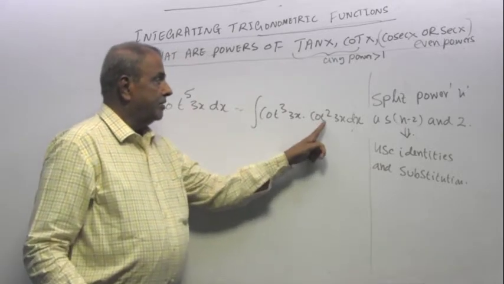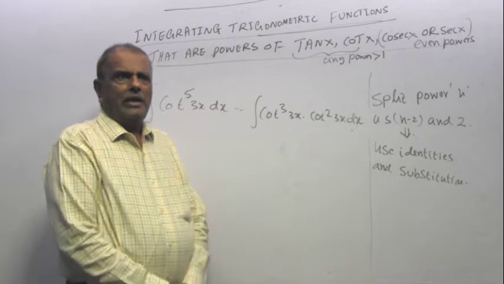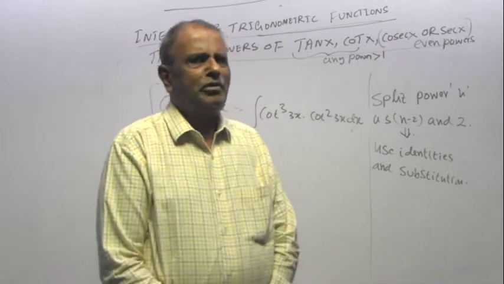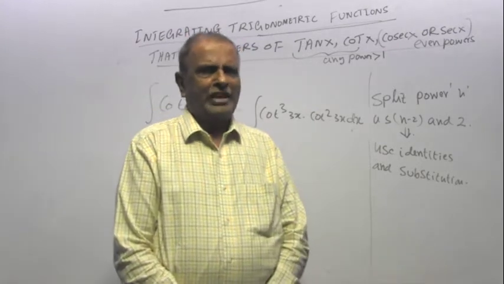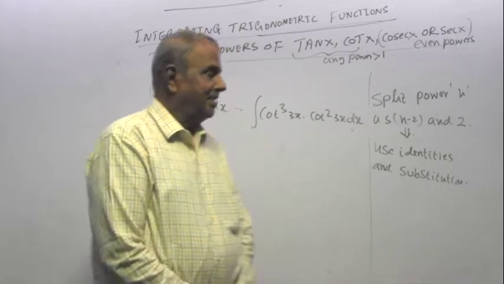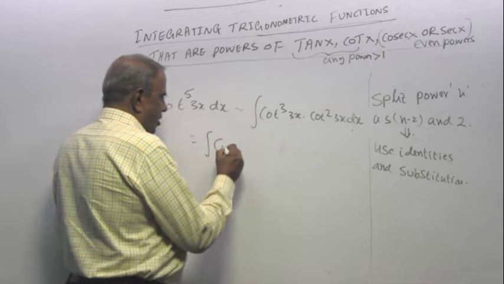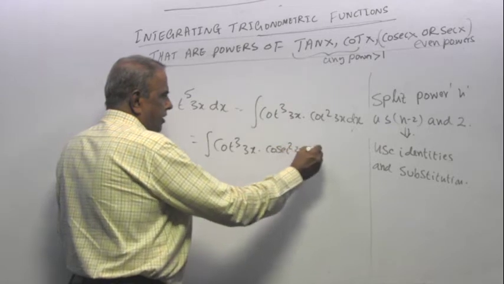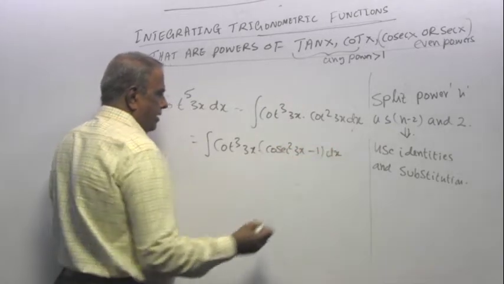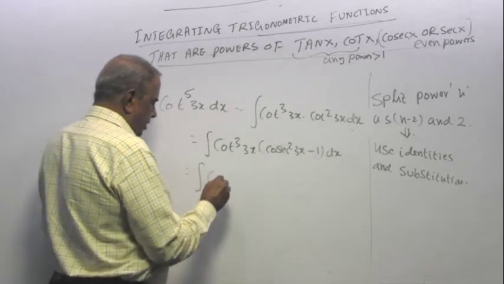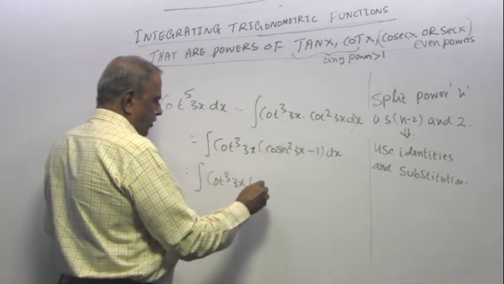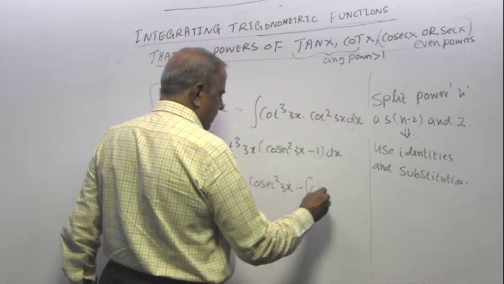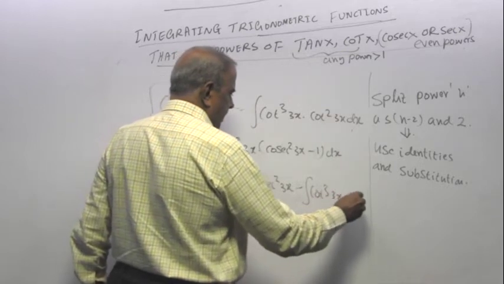And that cot squared is now... I can either split cot cube. There's no formula for cot cube, but there's a formula for cot squared. What is cot squared? Cosec squared minus 1. So it is integral cot cube 3x times cosec squared 3x minus 1 dx. So it is integral cot cube 3x cosec squared 3x, split into another integral, minus integral cot cube 3x dx.